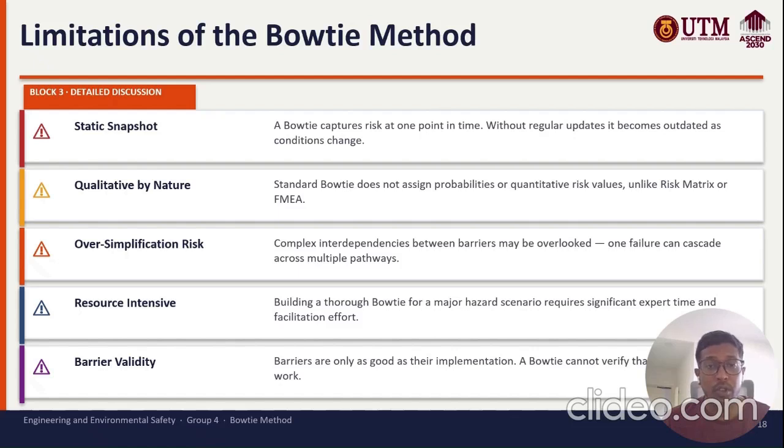So the conclusion for this is the bow tie is a powerful tool, but it works best when kept current, reviewed regularly, and paired with other quantitative methods for high risk scenarios. Thank you. I will be handing over to my colleague for the next slide.